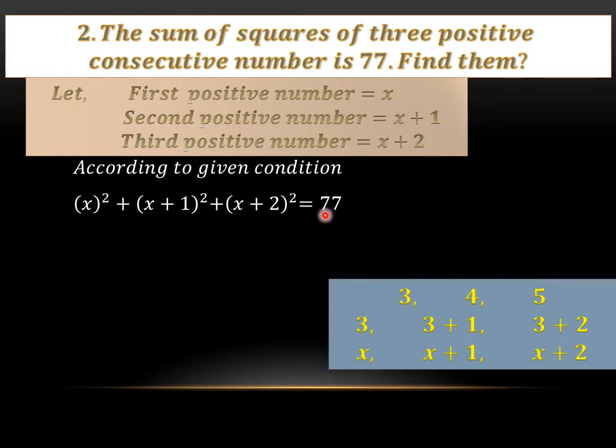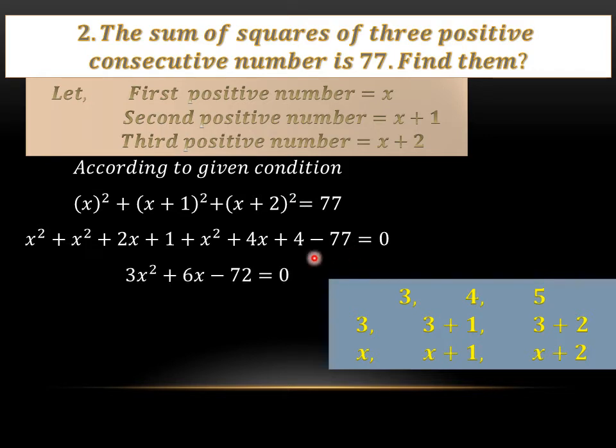77. First of all, we will open the brackets using the formula of a plus b whole square. x square will remain the same as x square. This will become x square plus 2x plus 1 and x plus 2 will become x square plus 4x plus 4. I have taken 77 to the left side of the equation and it has become minus 77 and the equation is now equal to 0. x square plus x square will become 3x square, 2x plus 4x will become plus 6x, and 1 plus 4 minus 77 will become minus 72.